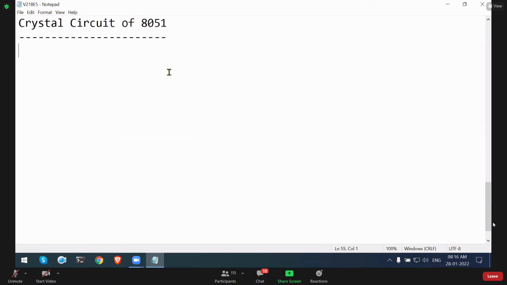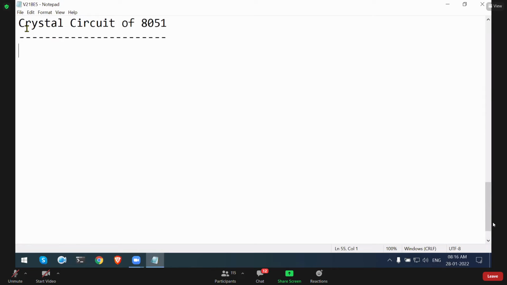If you do not have the reset circuit on the 8051 microcontroller board, you will not be able to dump the hex file. You will not be able to flash the hex file. And if you do not have the crystal circuit on the microcontroller board, your CPU will not execute any instructions. Only having 5 volt will not activate the CPU. CPU needs clock pulses, and those clock pulses are provided by this crystal oscillator.